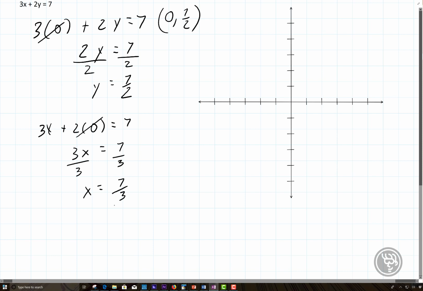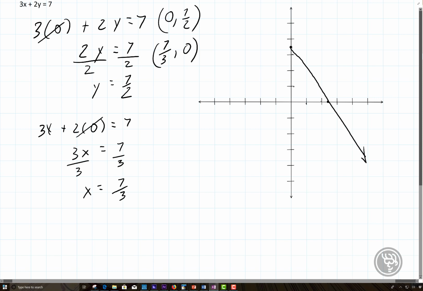So your other point is going to be at 7 over 3, and y is 0. Let's go ahead and plot these points. 7 over 2 is 3.5. 1, 2, and 3. Half of that is over here. And then you have 7 divided by 3. That's nothing more than 2 and some change. So we're going to go 1, 2, and then just a little bit, which is good enough. It doesn't need to be exact as long as we get the idea.